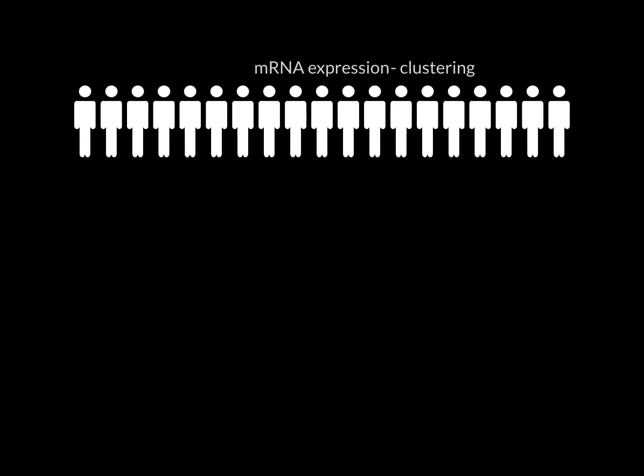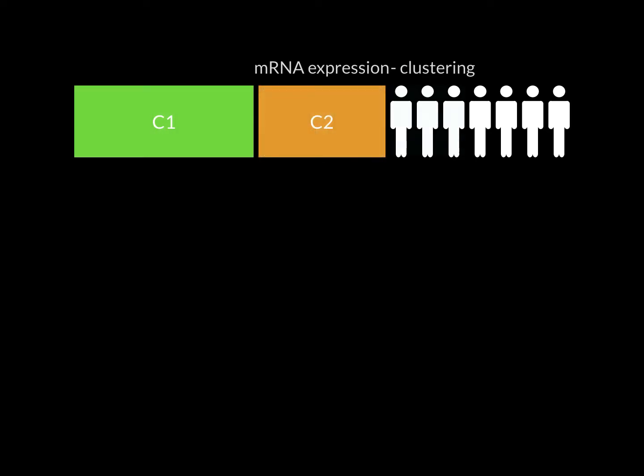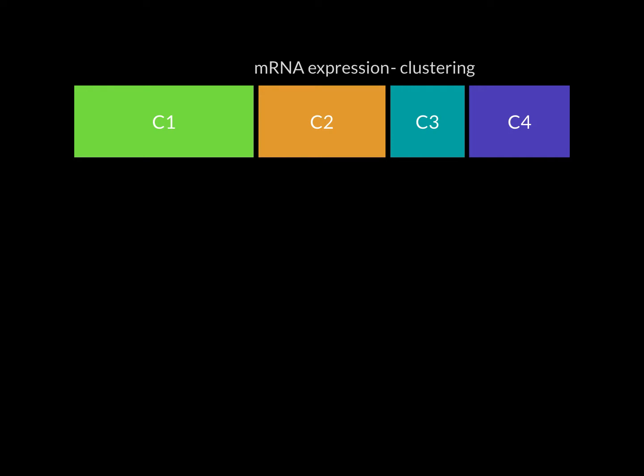So when we have mRNA expression data, for example, we can cluster that data, and then we would end up with a stratification of the cohort based on gene expression data. So there might be 3 clusters, for example, C1, C2, C3, and C4, 4 clusters. Okay, so you could use any type of clustering on the gene expression data to get something like this.